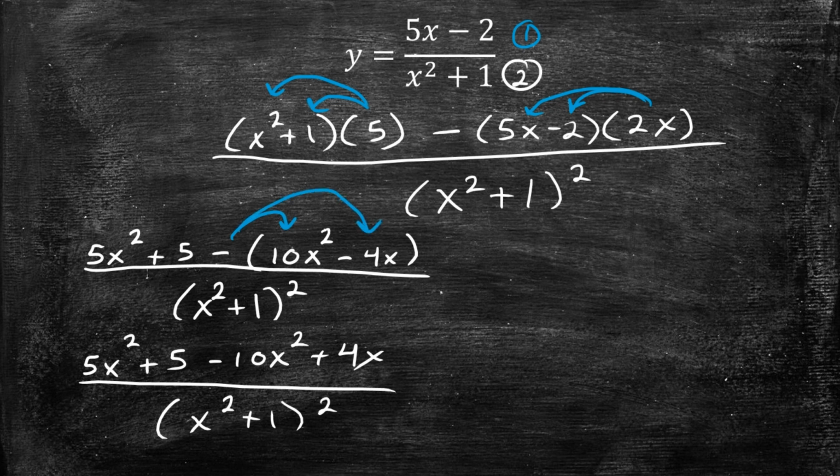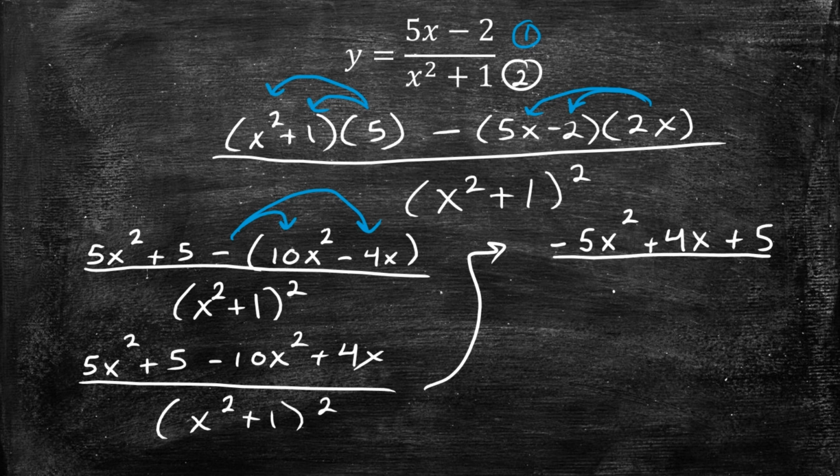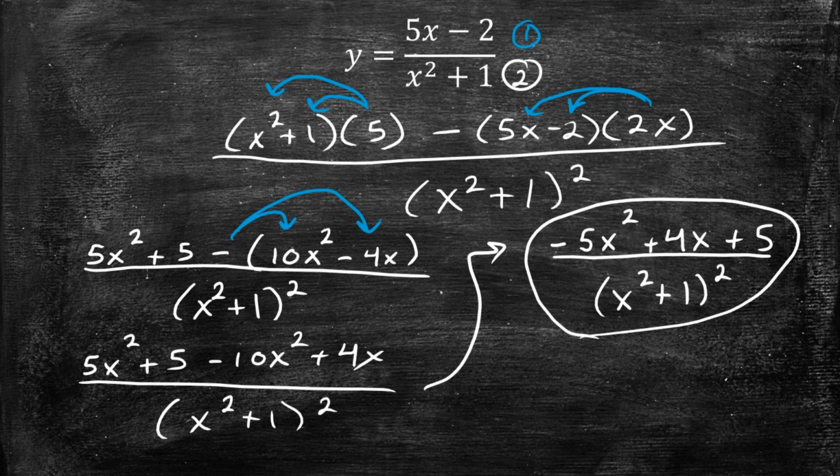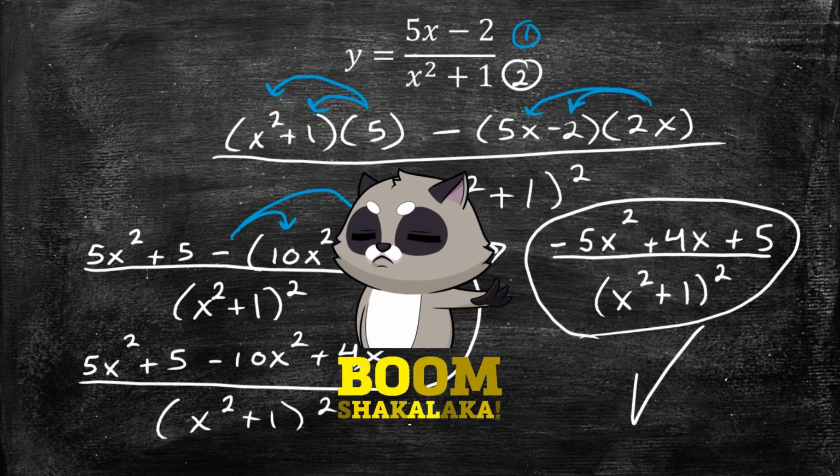Now let's go ahead and combine like terms. I'm going to take this up here. So we have negative 10x squared plus 5x squared, which is going to be negative 5x squared plus 4x plus 5 all over x squared plus 1 squared. All right, so this is going to be our final answer since we cannot simplify more. Therefore, this is the derivative, and this example is complete.